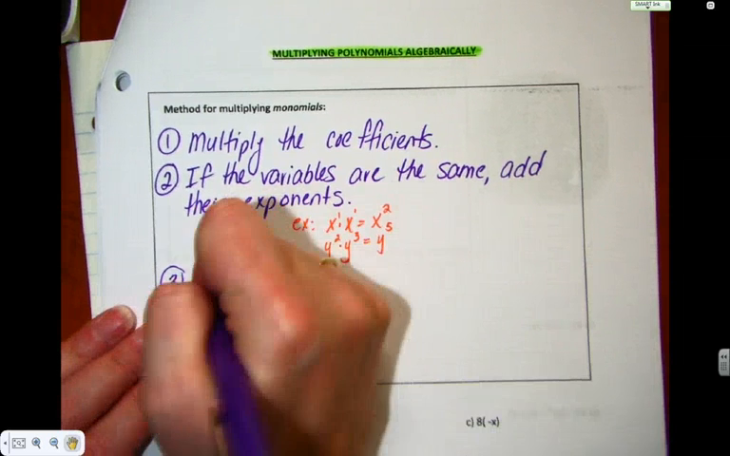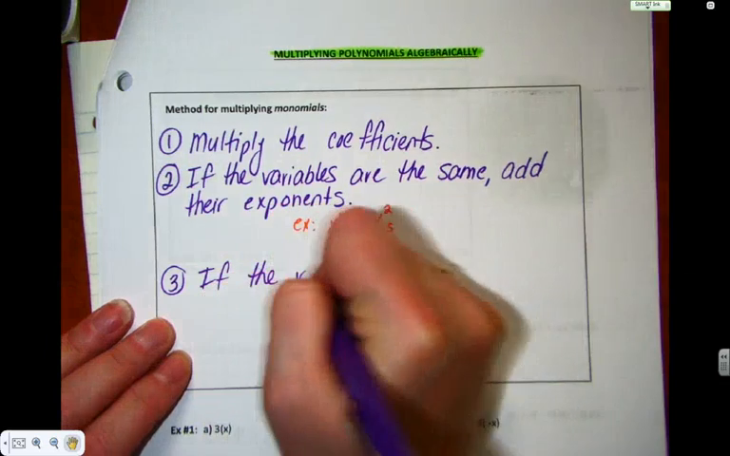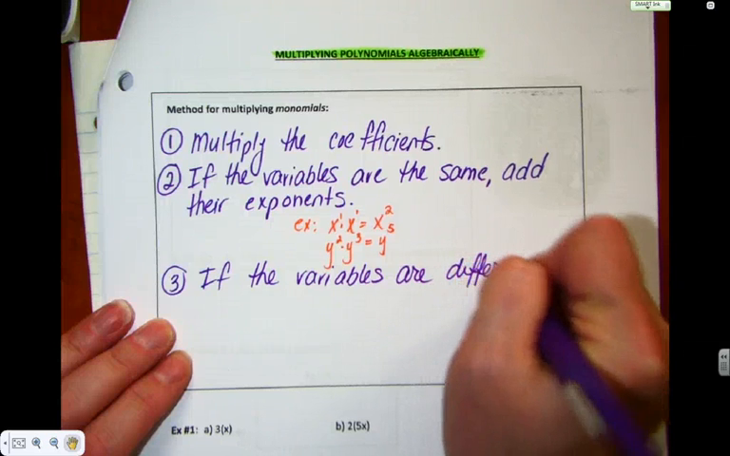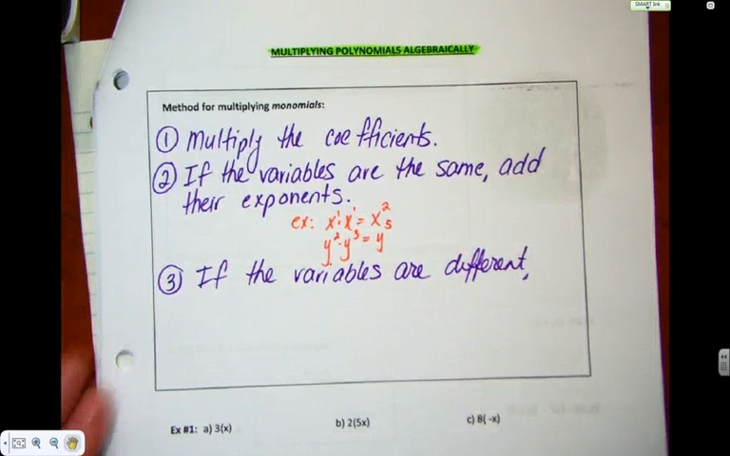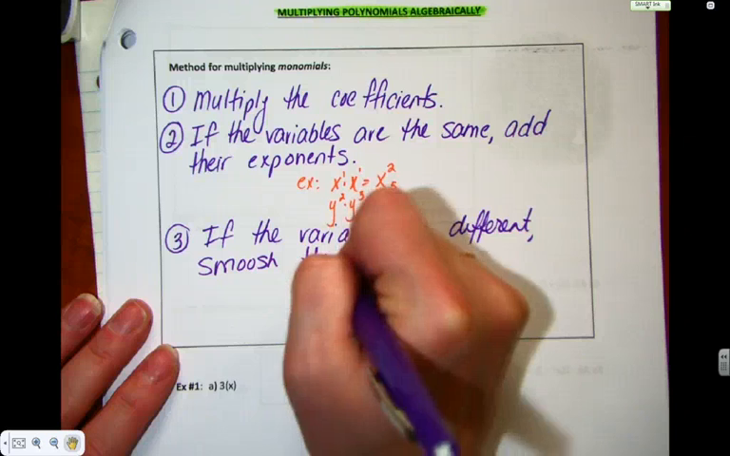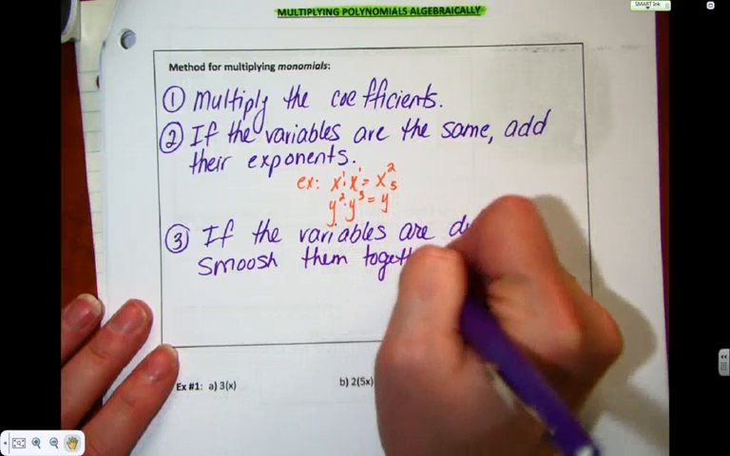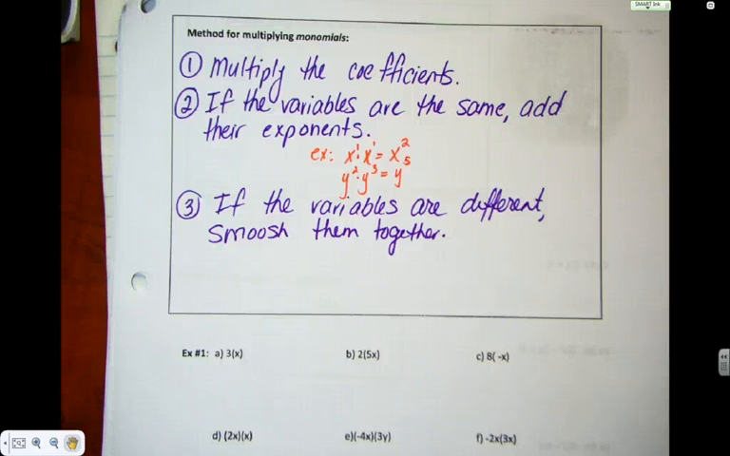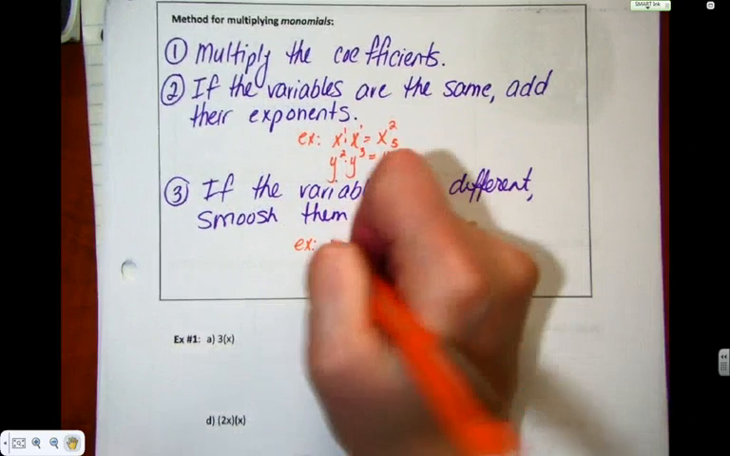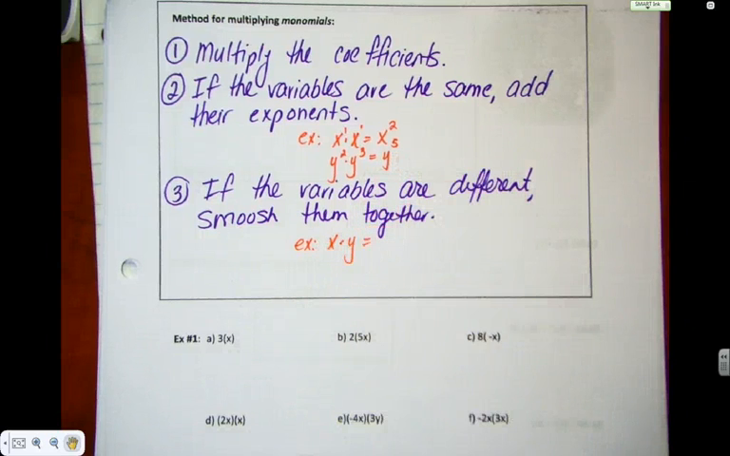Step number 3, if the variables are different, smoosh them together. It's a very technical math term. Just smush them. Put them together. An example, x times y. We just smush that. That becomes xy.